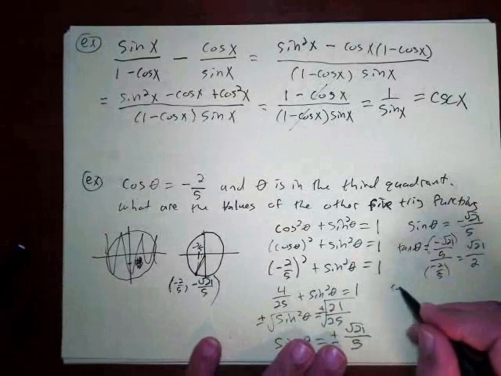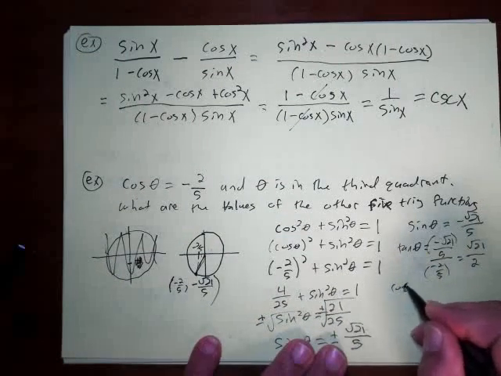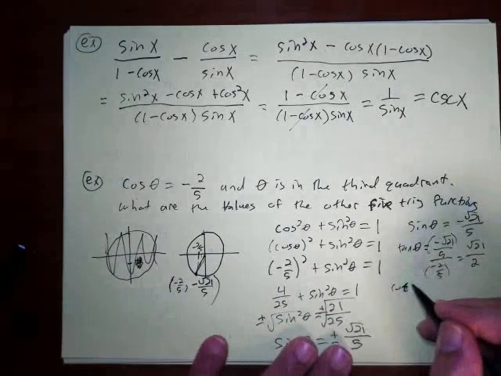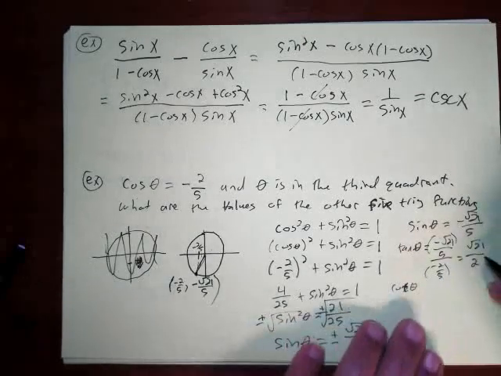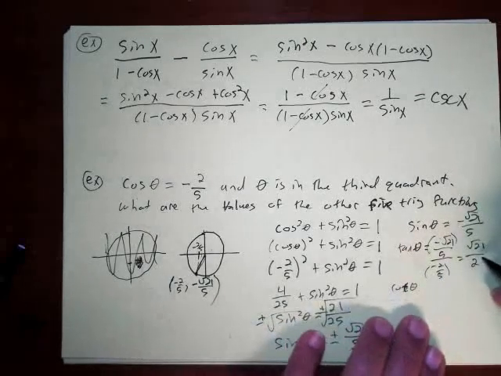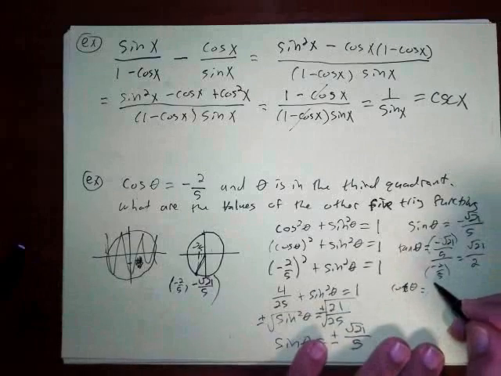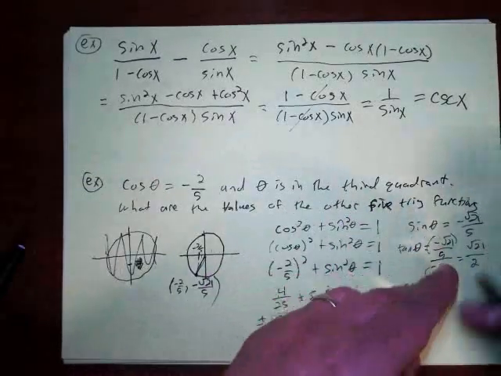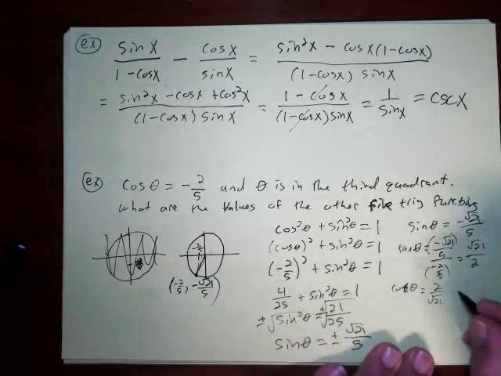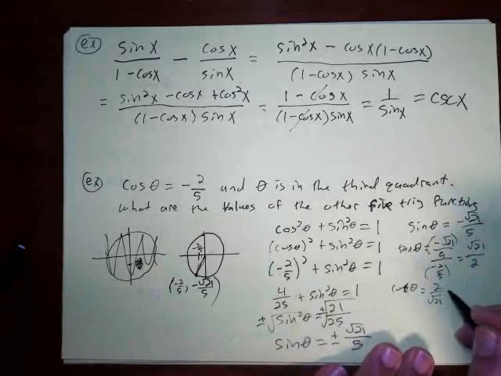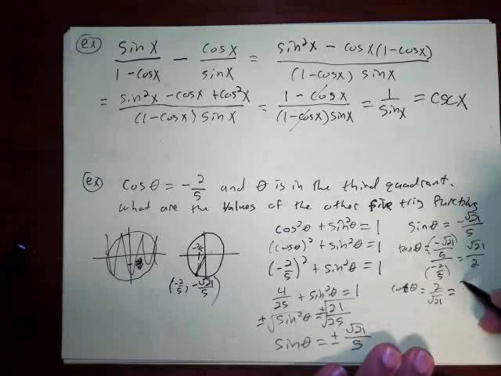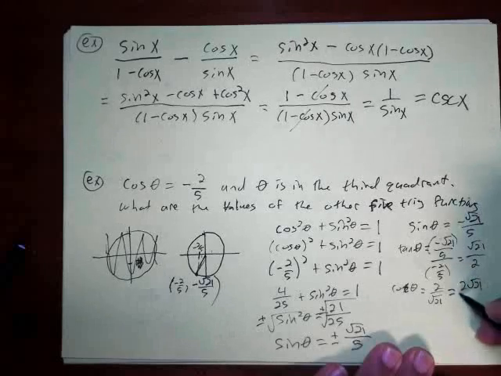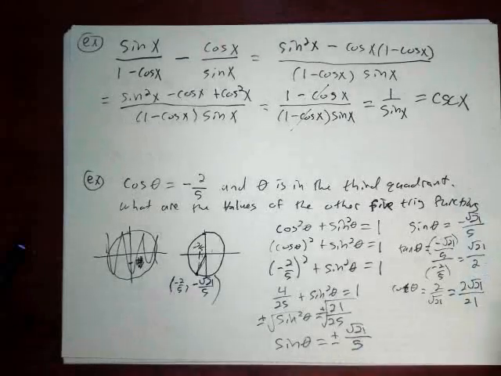Okay, the cotangent of theta is just the reciprocal of the tangent. So it might be easier just to do 2 over the square root of 21 as opposed to flipping those and redoing it. Okay? But then I want to rationalize that denominator. So I get 2 square root of 21 over 21.